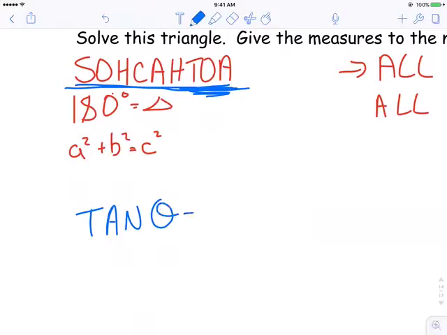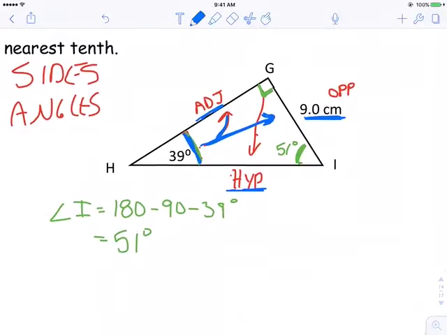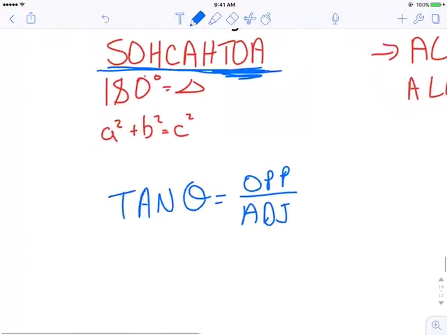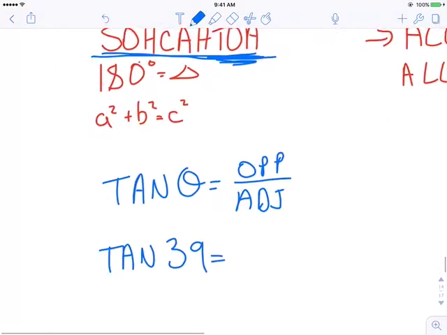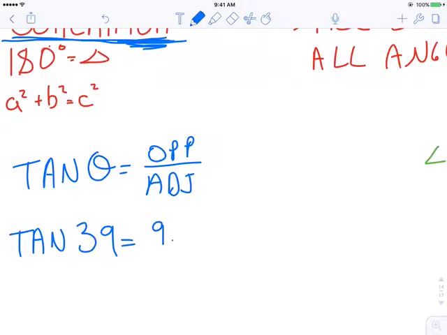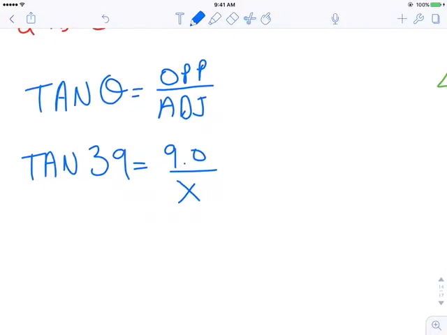Write down my formula. Tangent of an angle is equal to opposite over adjacent. I want to look at my triangle, make sure I know my numbers. My angle is 39 degrees, my opposite is 9. My tangent of 39 degrees is equal to, my opposite is 9. My adjacent, I'm going to call x. I love x. So now I have to solve for x.